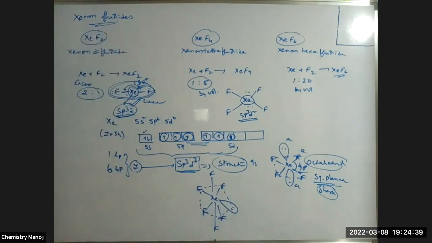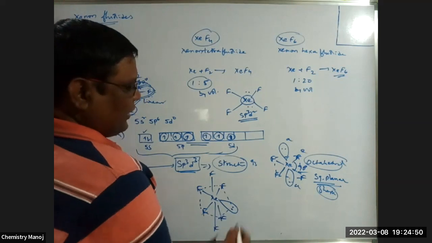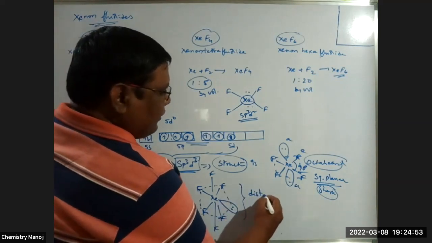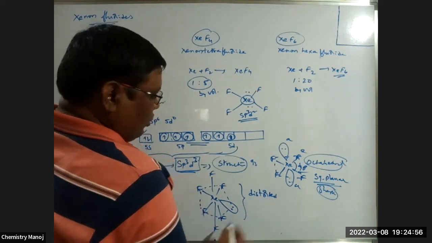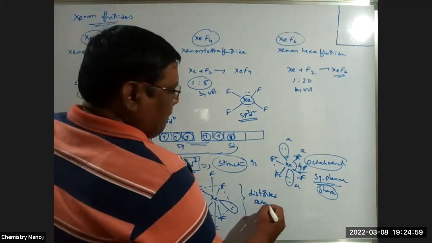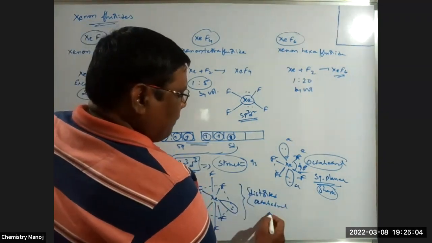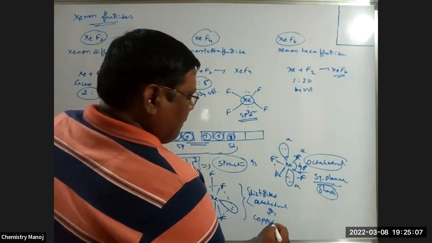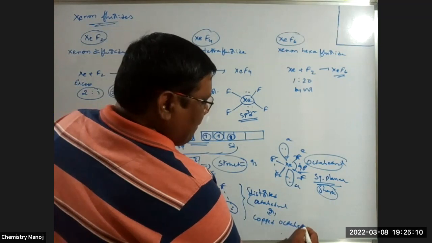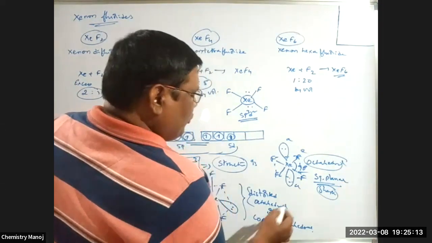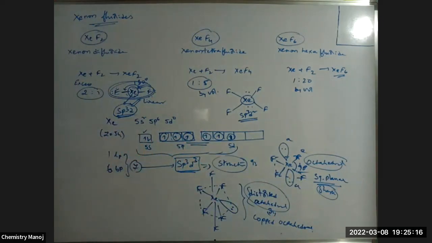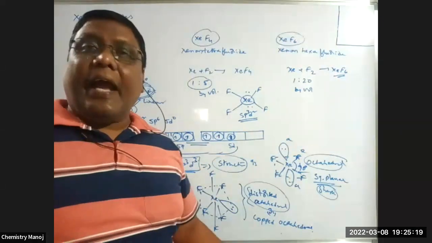How many fluorines are there? 6. But because of the lone pair, the structure is not exact. Its structure is distorted octahedral, or capped octahedral. Whatever it is, mostly we use capped octahedral. Pentagonal bipyramidal is expected, but is the lone pair at the axial position or equatorial position?